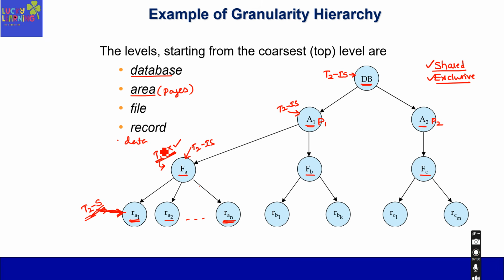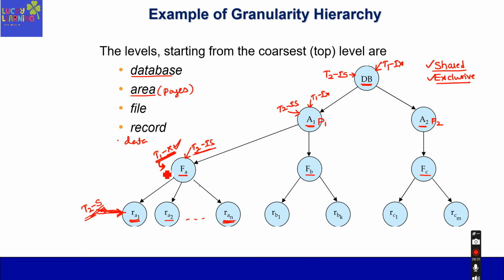Next, if T1 wants to have an exclusive lock on FA, how can it lock? First, it should lock the database in IX mode, indicating that one of the children of the DB is going to be locked in exclusive mode. Then lock A1 in IX mode. Then coming down to FA, it has to lock FA in exclusive mode. But on FA we already have one lock by T2 in IS mode. It indicates that one of the children of FA is locked in shared mode. So FA cannot be locked in exclusive mode.